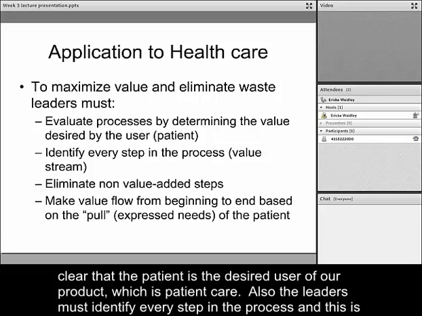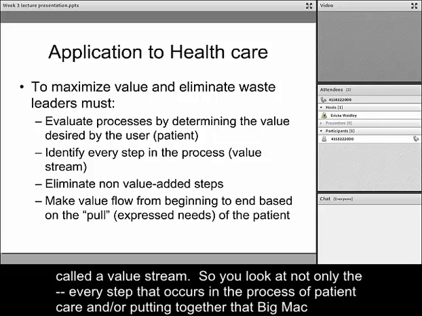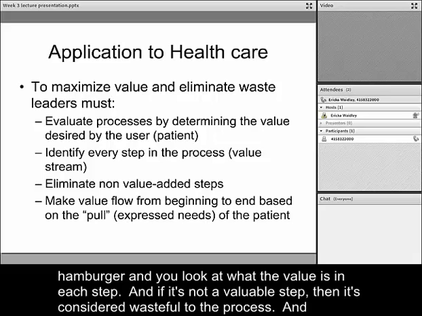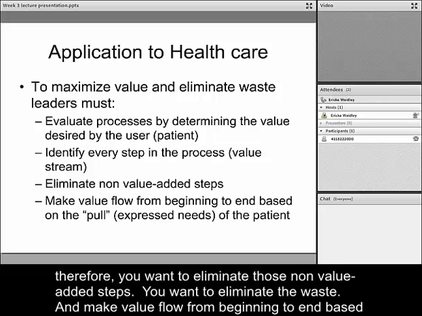Also, the leaders must identify every step in the process, and this is called a value stream. So you look at not only every step that occurs in the process of patient care and or putting together that Big Mac hamburger, and you look at what the value is in each step. And if it's not a valuable step, then it's considered wasteful to the process. And therefore, you want to eliminate those non-value added steps. You want to eliminate the waste.